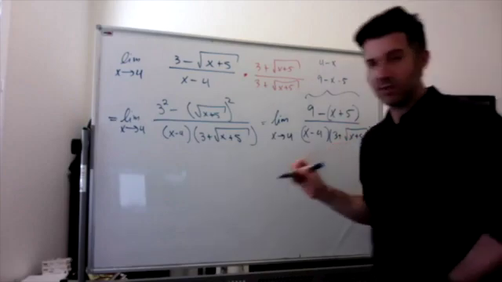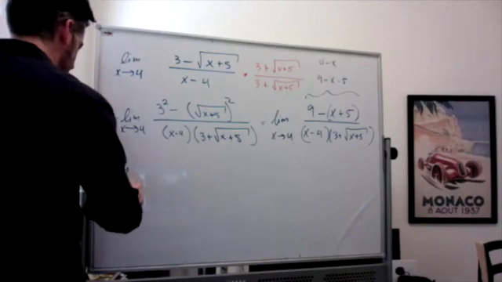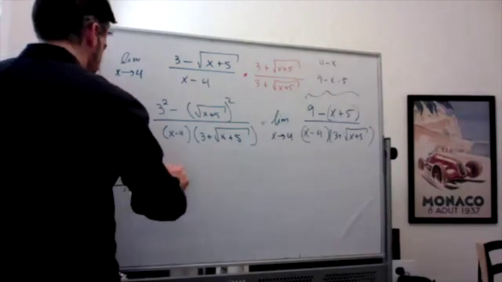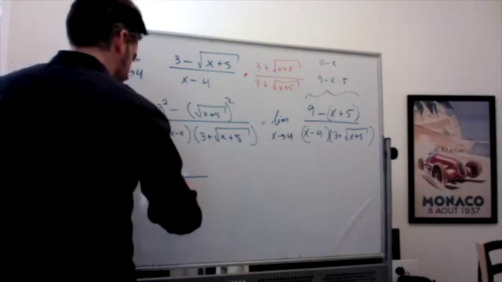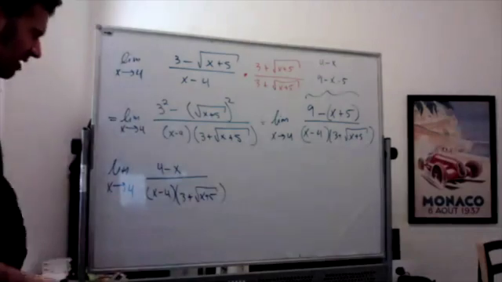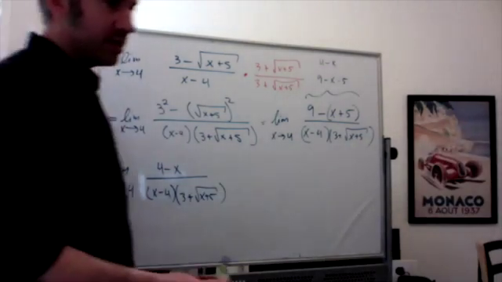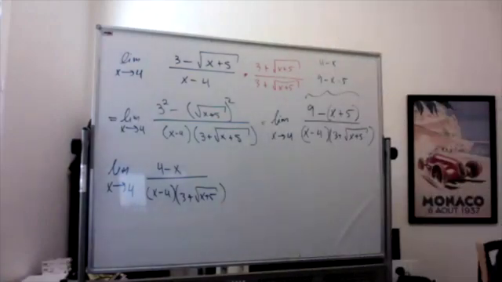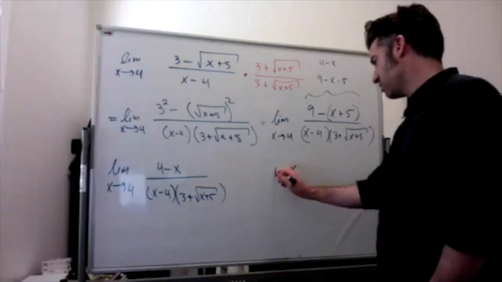So this actually brings up something I was saying for the last problem. Here I've got the limit as x approaches 4 of 4 minus x over x minus 4 times 3 plus the square root of x plus 5. 4 minus x and x minus 4 don't exactly cancel out. They do, but they leave behind something. So what's 4 minus x divided by x minus 4?